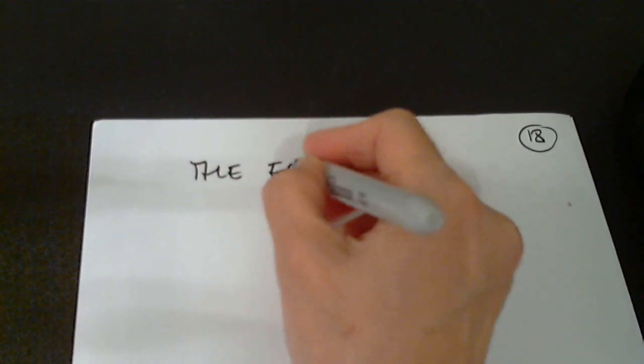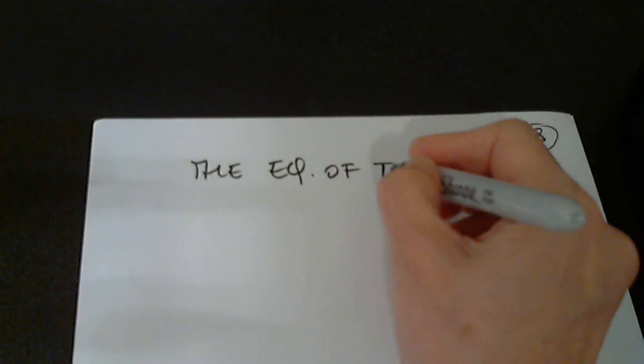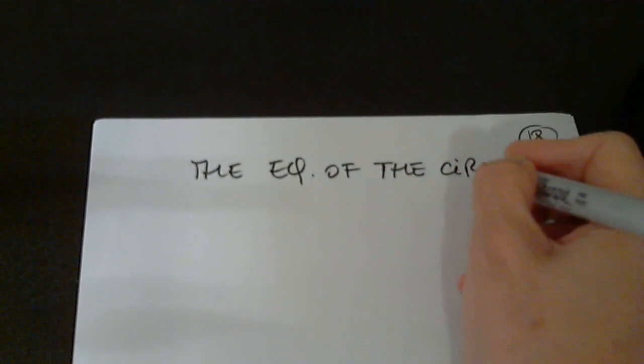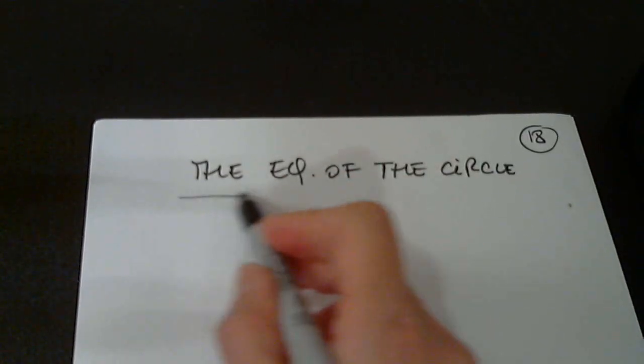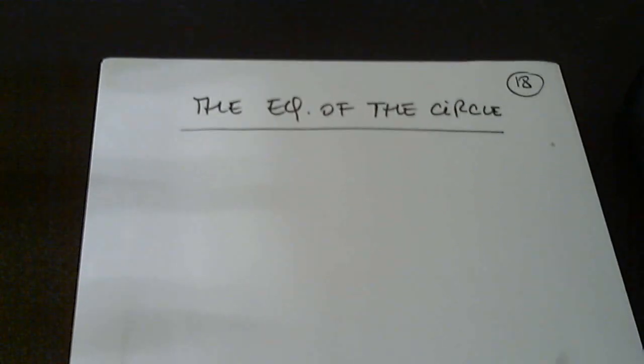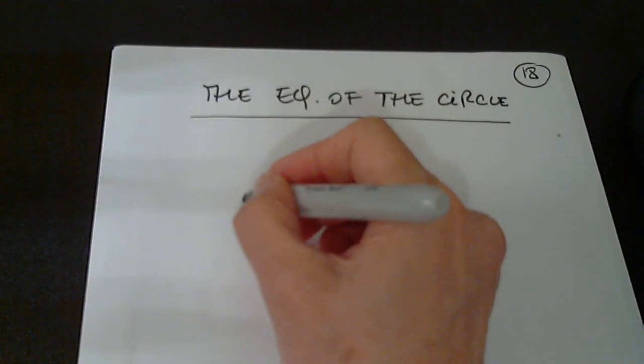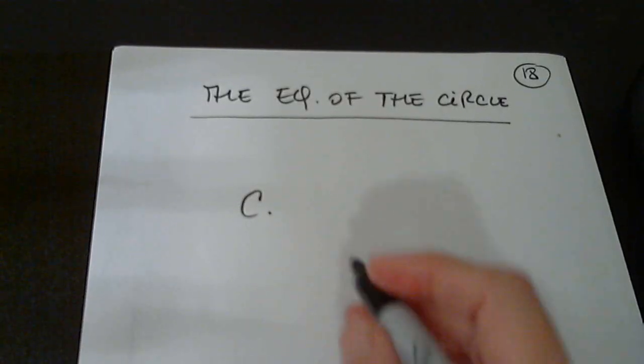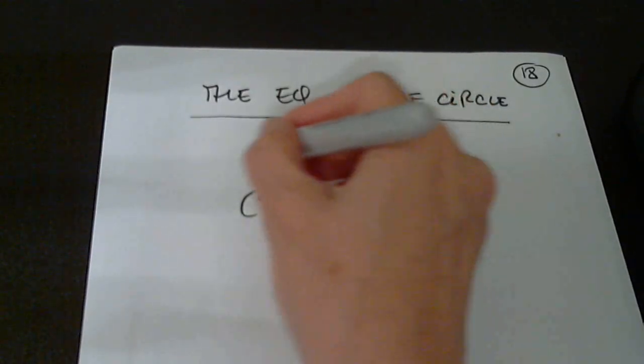Okay, last one. The equation of the circle. Okay, what is a circle? The circle has a center. Here it is. Has a radius.